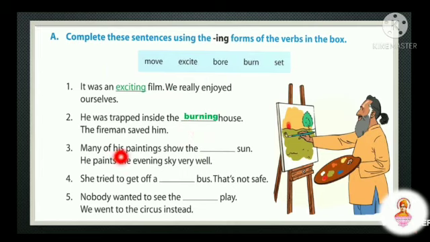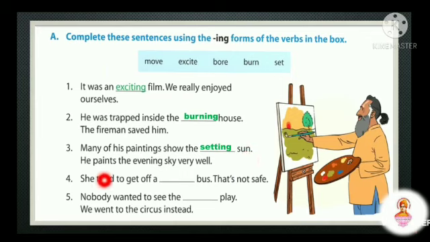Now, many of his paintings show the dash sun. He paints the evening sky very well. Many of his paintings show the dash sun. In this painting you can see the sun is setting, right? Usually it is set, so you have to add ing. So it is setting.